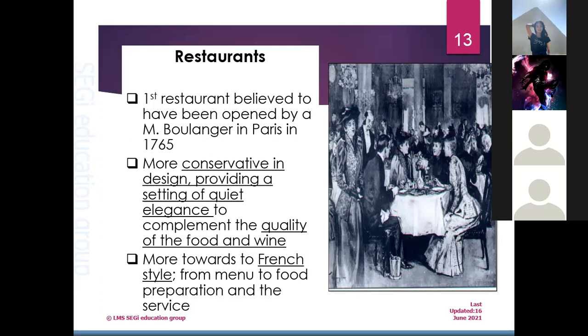Guys, Mr. Boulanger ni, dia buka restoran yang pertama dalam dunia dan dia jual sup sahaja. Waktu tu dia restoran pertama dalam dunia. Sebelum tu orang tak ada restoran, semua orang makan kat rumah, semua orang masak sendiri. During this time, Mr. Boulanger dia jual sup untuk orang yang travel, untuk orang yang datang ke Paris yang tak ada rumah dan sebagainya, yang tinggal kat hotel. Hotel waktu tu tak ada restoran, cuma tempat tinggal. So Mr. Boulanger dia jual sup.